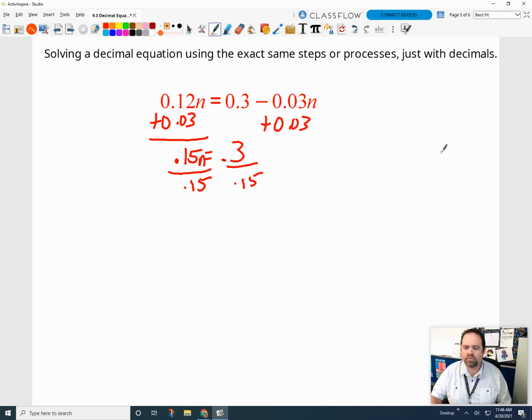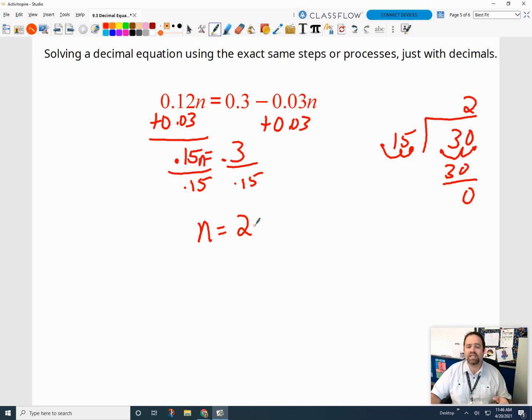All right, again, my scratch work, I've got 0.3 and 0.15 on the outside, 2 places to the right to get that decimal out of there. So 2 places to the right. 15 goes into 30 2 times, even. So n is 2. It's the exact same steps, just with decimals. None of these are going to give you big goofball answers. They're still going to work out to be nice, relatively neat numbers, although there might be a decimal or two in there.